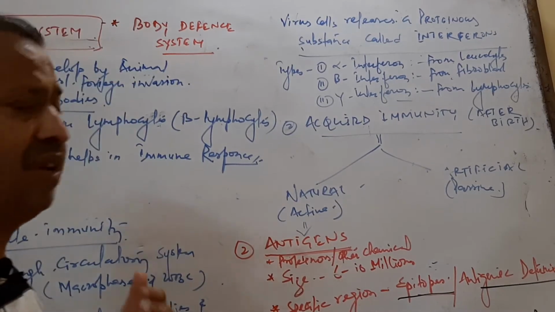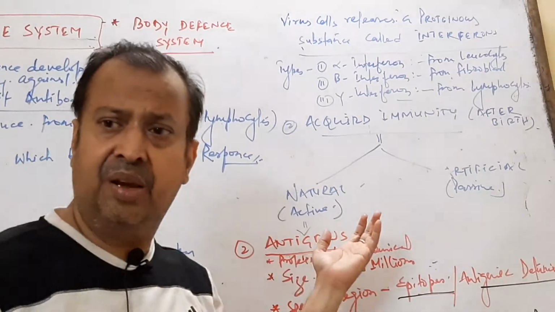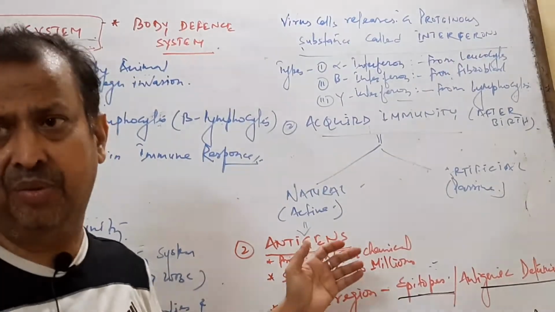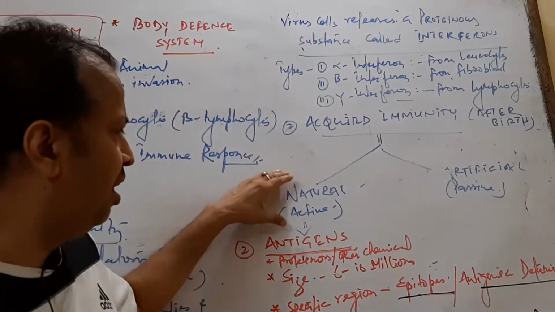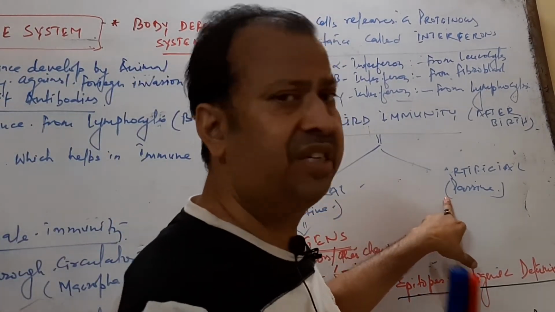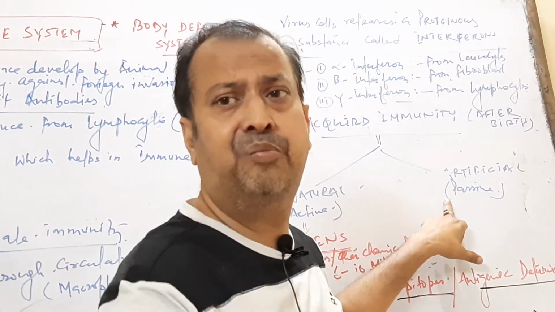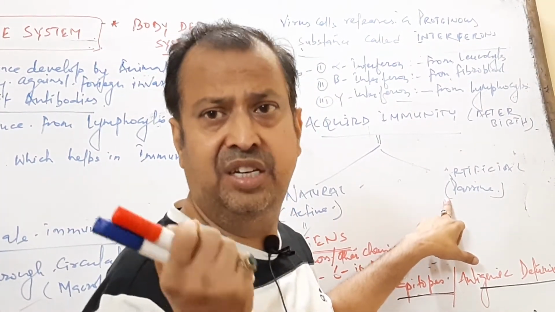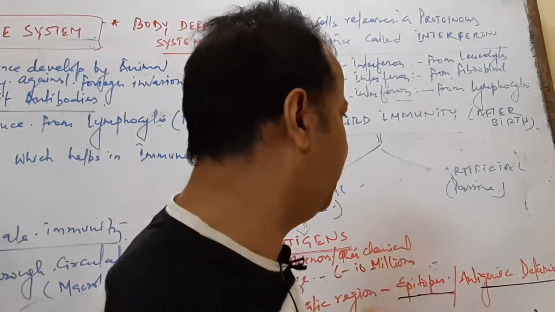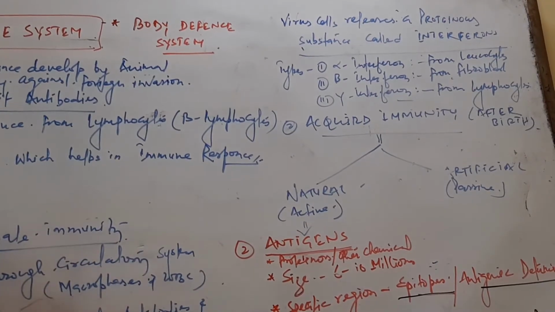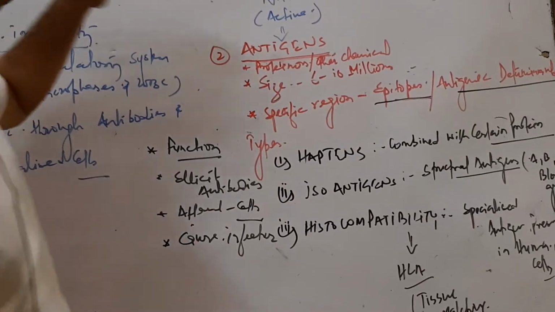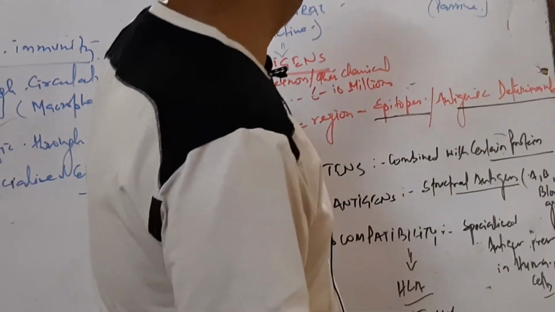Active immunity is when microbes enter the body, and then antibodies develop or some kind of attack starts. This is called active. Passive is a form of immunity where we provide the immunogenic substance from outside. Now we come to antigens. Before antigens, there is the interaction that takes place.